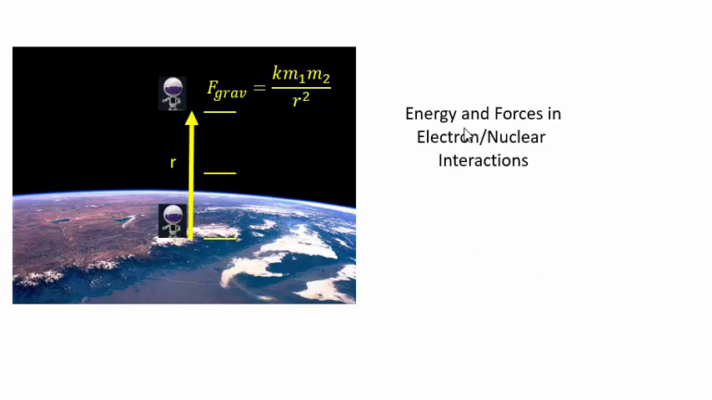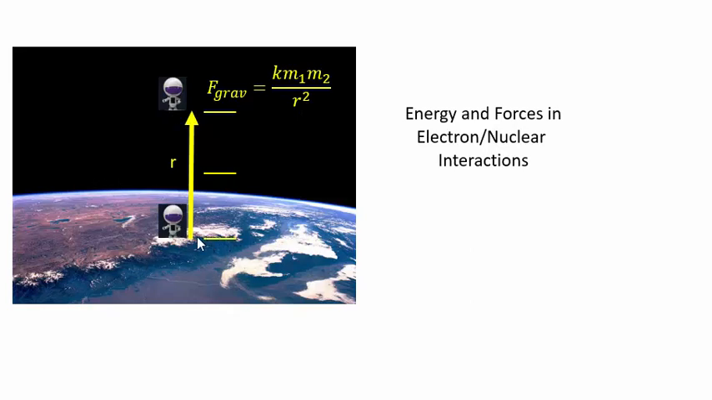Let's talk about the energies and forces involved in electron-nuclear interactions. By analogy, we'll start first with a gravitational mass attracted to the Earth. Here's an astronaut. That person is attracted to the Earth through the force of gravity, and that's given by the gravitational law that Newton came up with. And it's equal to some constant times the mass of object 1, the Earth, mass of object 2, the astronaut, over the distance between the two squared.